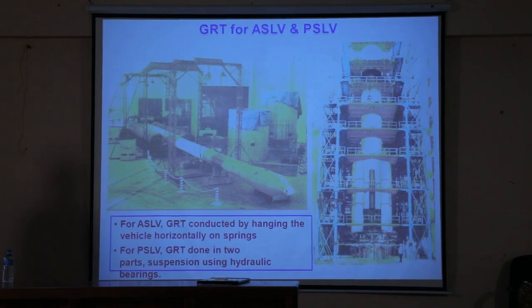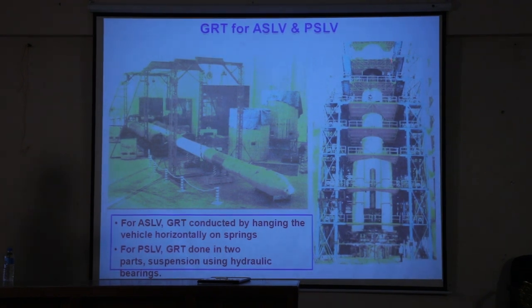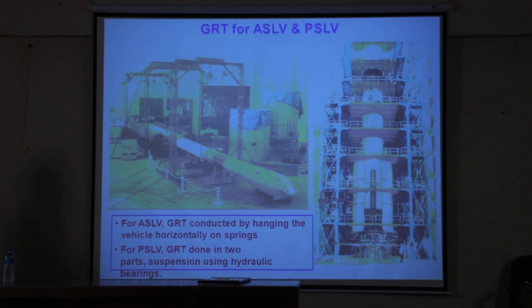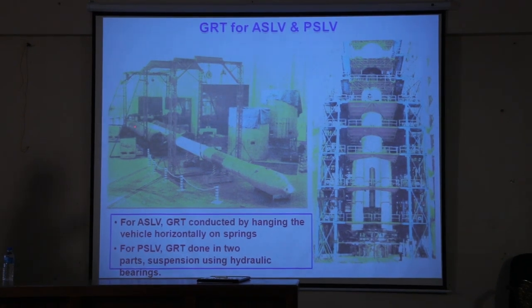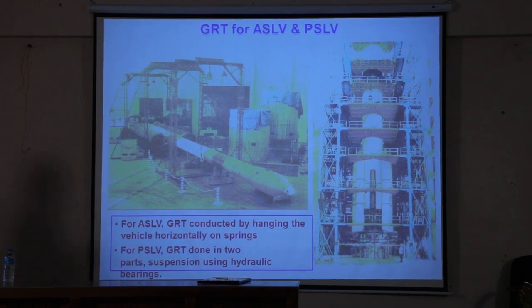And we also put it in testing. This is an ASLV test rig. This photograph is from 1986, that's why it looks so old. And this is PSLV when it was tested, in the 1990s. So we actually assemble the entire rocket and then shake it, and see that it will not couple like this.